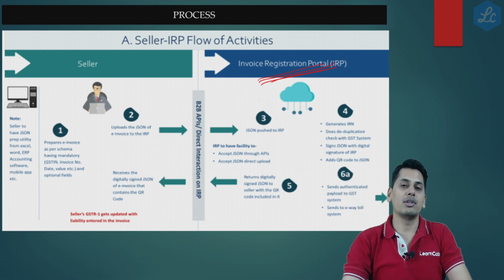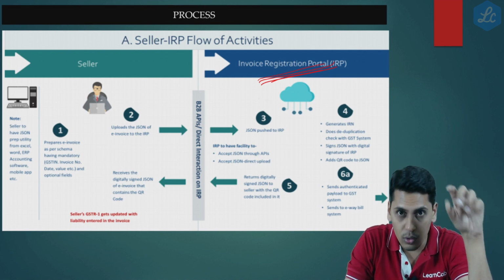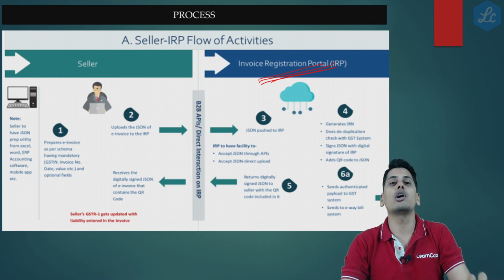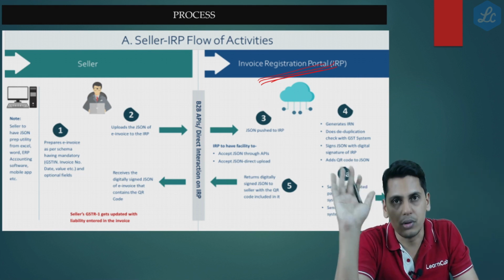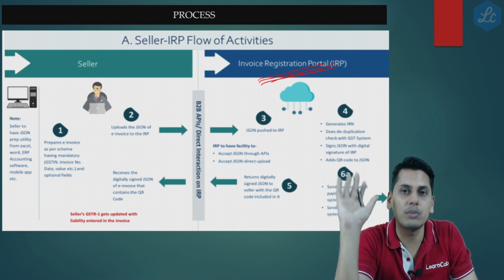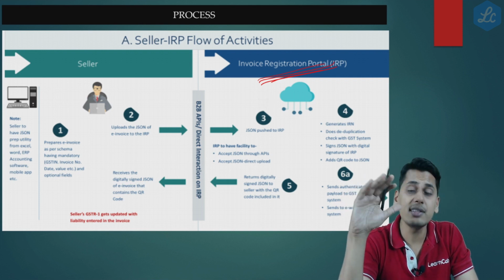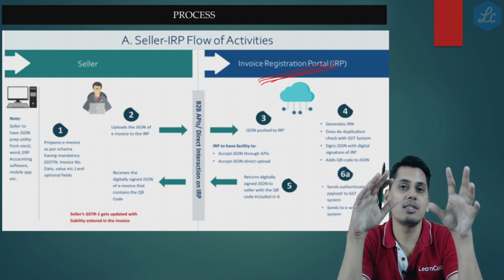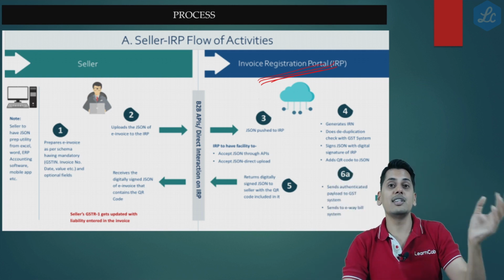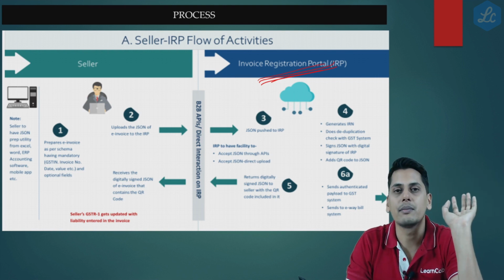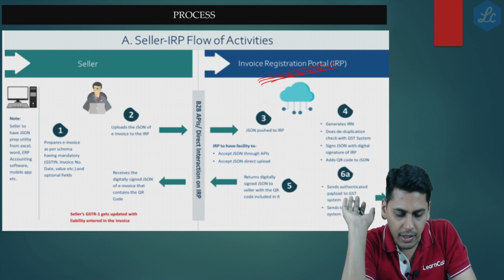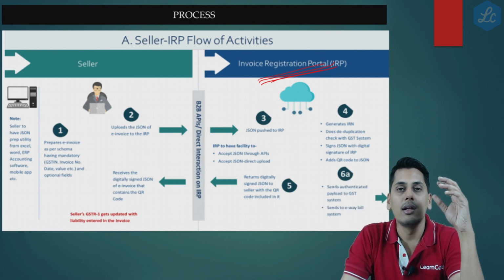Friends, in case this invoice happens to be an invoice for supply of goods and where e-way bill is required, the invoice registration portal would also auto-populate these details in the e-way bill generation portal. So therefore, the generation of e-way bill would also become automatic. So friends, this is the process, and furthermore, this invoice registration portal would also auto-populate the details of these invoices in GSTR 2A of the recipient. In GSTR 2A of the recipient also, these details are going to be auto-populated. So friends, this is the flow of the activity.